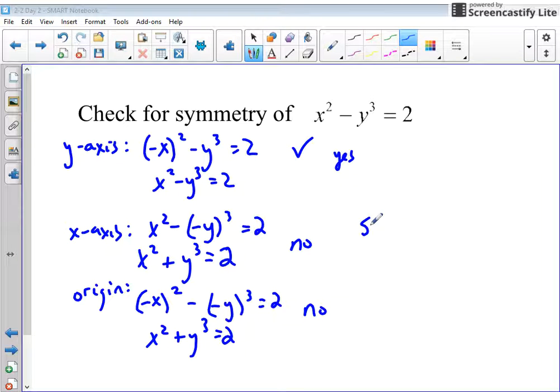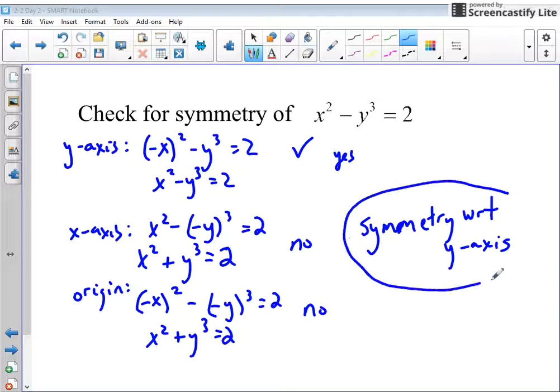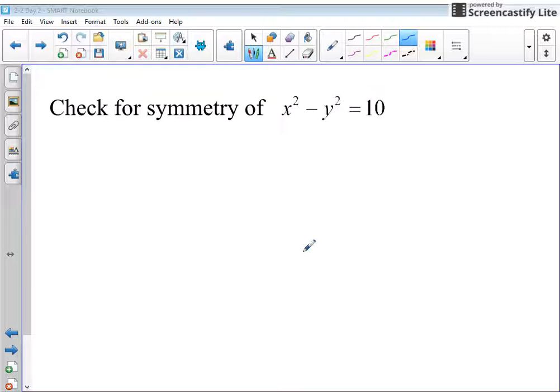The only one that worked was the y-axis. So I would say there is symmetry, and I just write this with respect to the y-axis. That's the only one that passed. So that's where there is symmetry. I want to give you one more example.